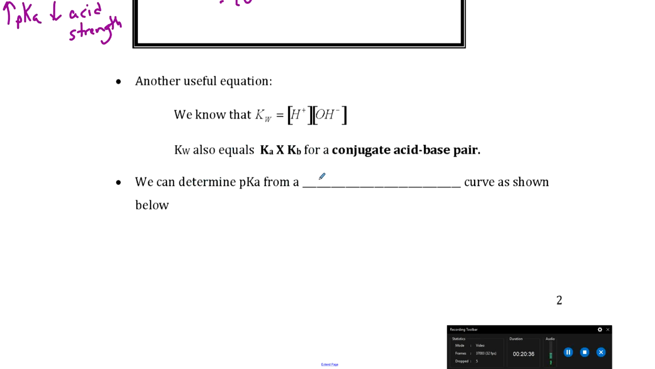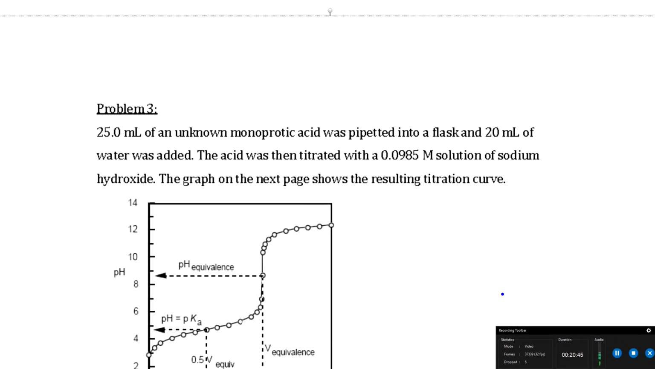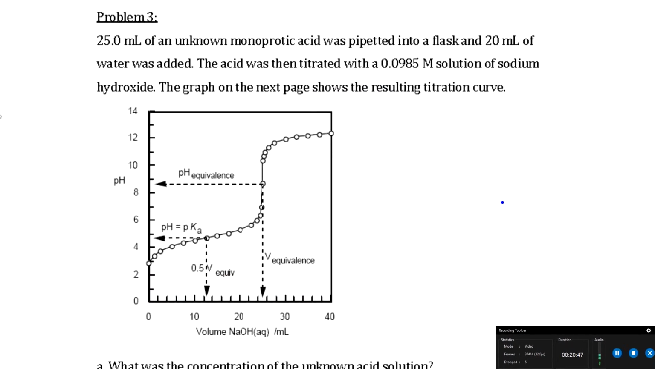So we can determine pKa from a titration curve as shown below. Okay, so we looked at these titration curves last time. So let's take another look, and this time we're going to pick out a few different things from here.